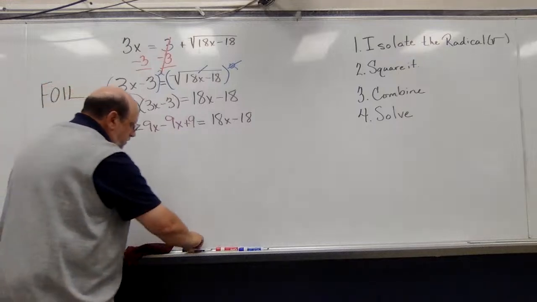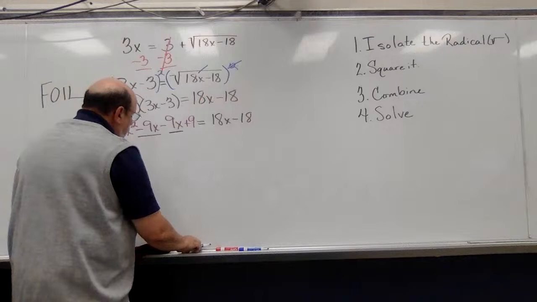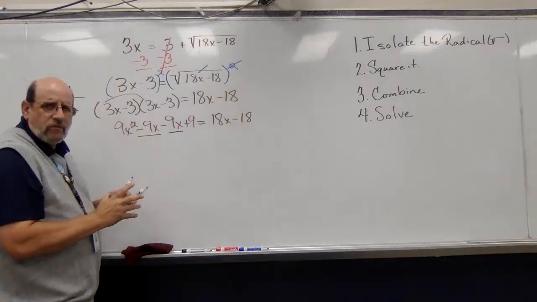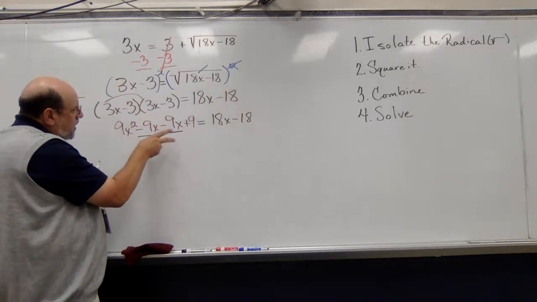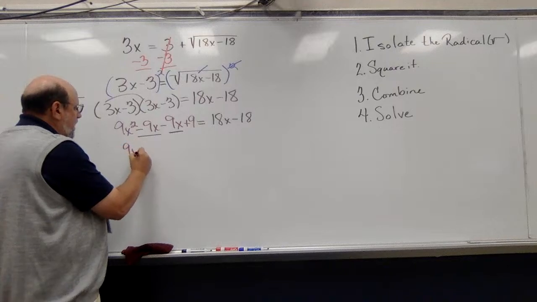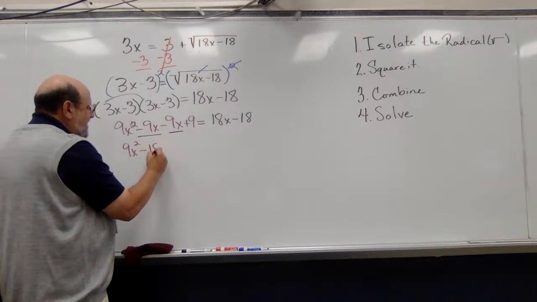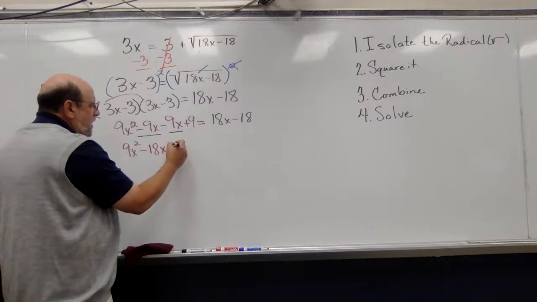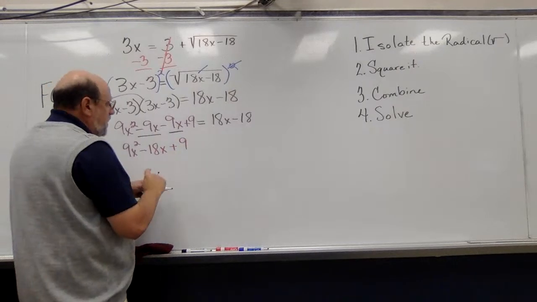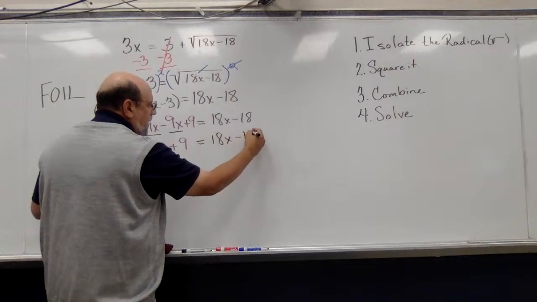My next move is to combine these like terms. Doesn't it say combine over there? I'm going to combine these like terms. I could move everything at once, but I don't want to confuse anyone. So I'm just going to combine these like terms right here. And that just means it's 9x squared minus 9x minus 18x, and then plus 9. And that equals, again, our 18x minus 18.